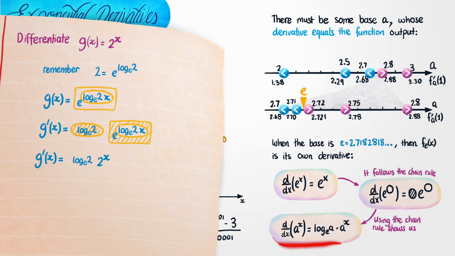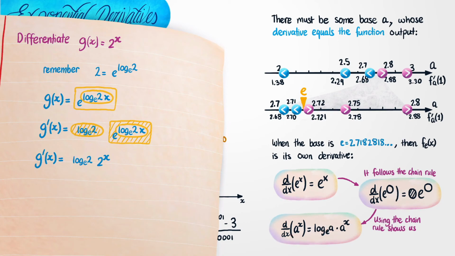It even works for e. If we allow a to be equal to the number e, then we have the log base e of e, and of course that's 1. And then we multiply this by e to the power of x. So in the derivative of e to the power of x, the log base e of e doesn't show up, because that's just equal to 1 in that case.